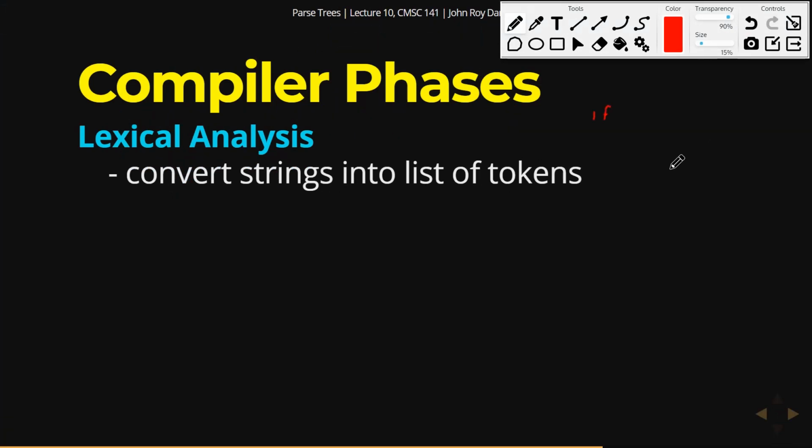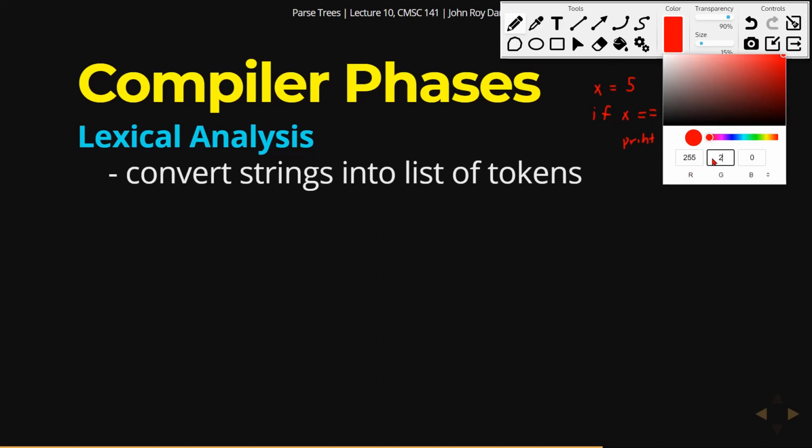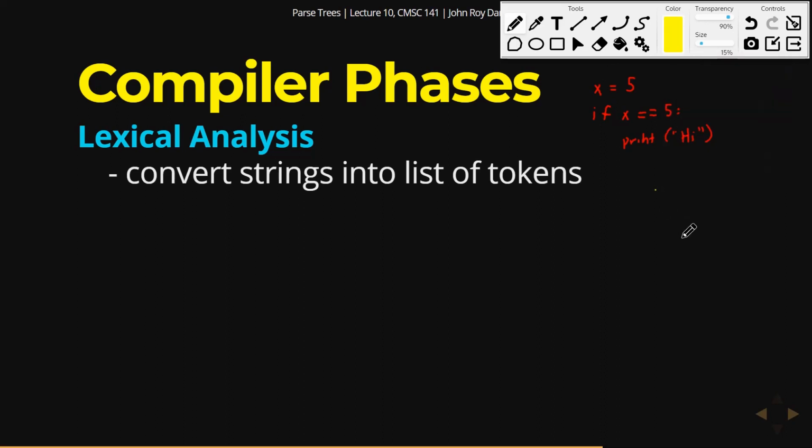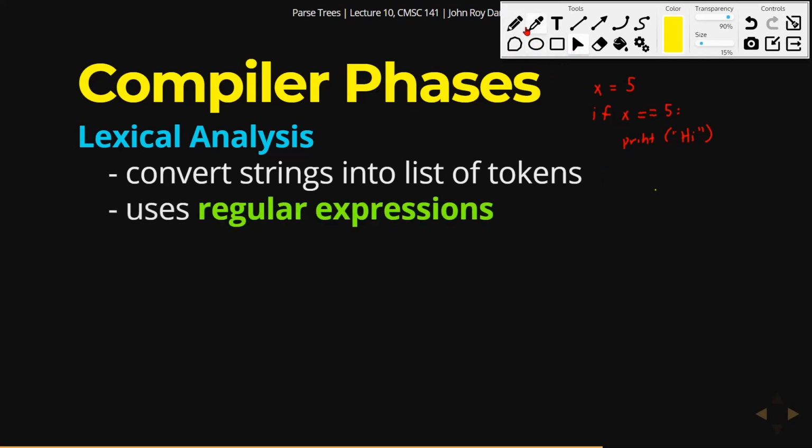Let's say x is equal to 5. If x is equal to 5, print high, something like that. So let's say this is your source code. So the lexical analysis part will convert this whole string, your source code, into a list of tokens. So how will that happen? You will use regular expressions for this one.